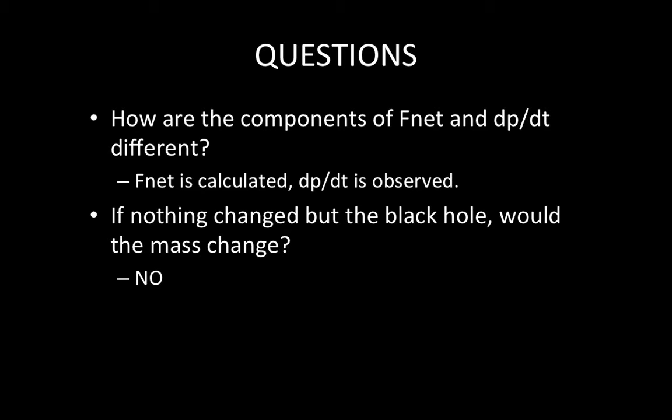The first one asks us to compare the different components, parallel, perpendicular, and total F net, to the parallel and perpendicular dp over dt, and how they are different. My simple response would be that F net is calculated while dp dt is observed. The difference between them is more how they are viewed. F net describes the sum of all the pushes and pulls, while dp dt is an observation. The fact that they are equal is not so much mathematical, but more an observation. Another way to look at it is that dp dt never affects the object's motion, but the F net does.